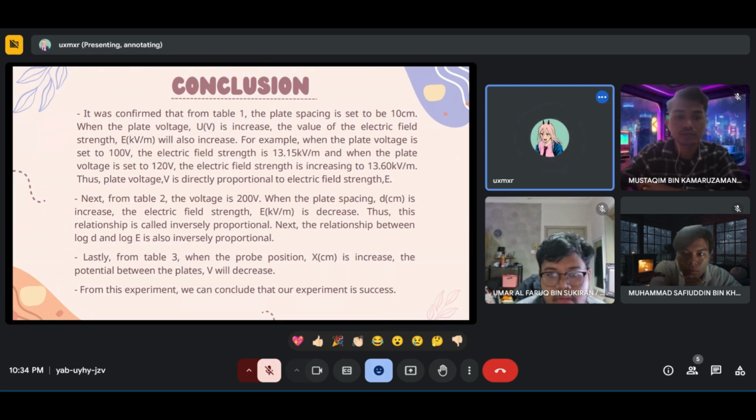Next, from table 2, the voltage is 200 volt. When the plate spacing D in centimeter is increased, the electric field strength E in kilovolt per meter is decreased. Thus, this relationship is called inversely proportional. Next, the relationship between log D and log E is also inversely proportional. Lastly, from table 3, when the probe position X in centimeter is increased, the potential between plates V will decrease. From this experiment, we can conclude that our experiment is a success.